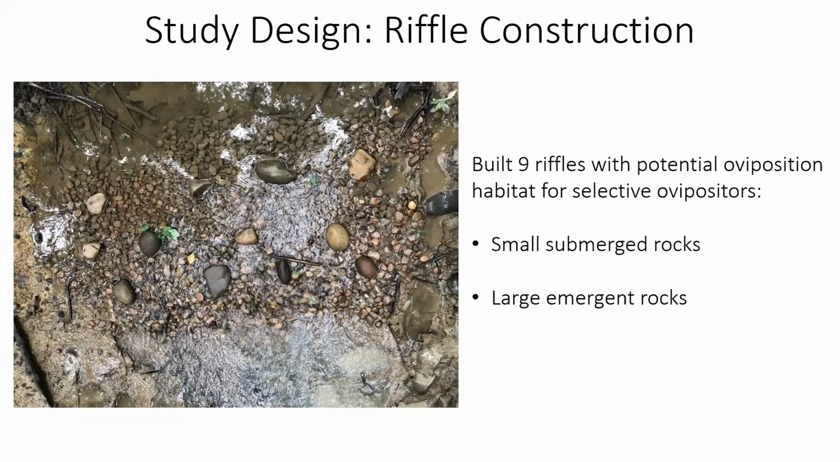To investigate this, in August of 2019, we built 9 identical riffles throughout our study stream, one of which is pictured on the left here. The bulk of each riffle was made from 1 to 3 inch rocks, which we used to make a 1 meter long riffle that spanned the width of the stream. 12 large rocks of equal surface area were then added to each riffle, and the small submerged rocks and large emergent rocks both provided potential habitat for insects to oviposit their eggs on.